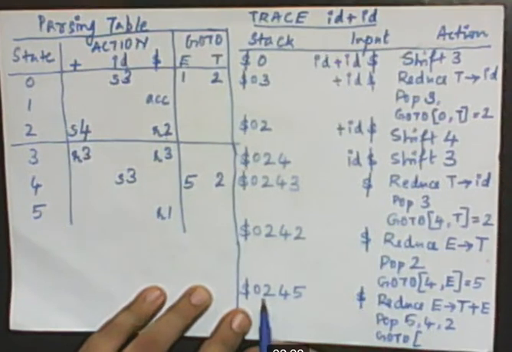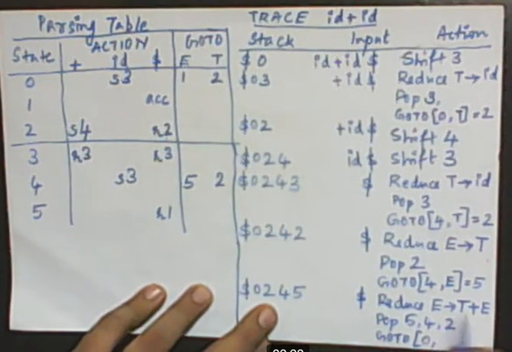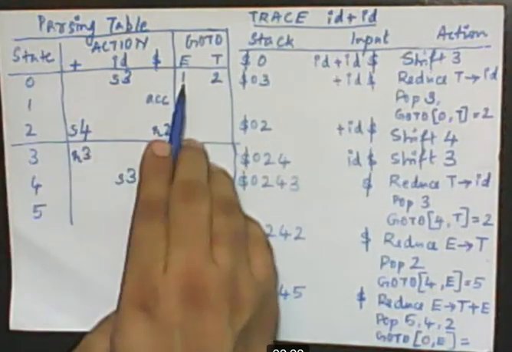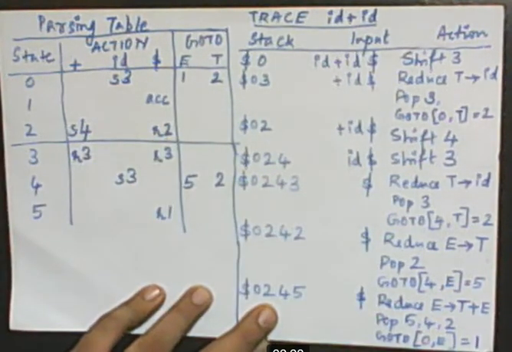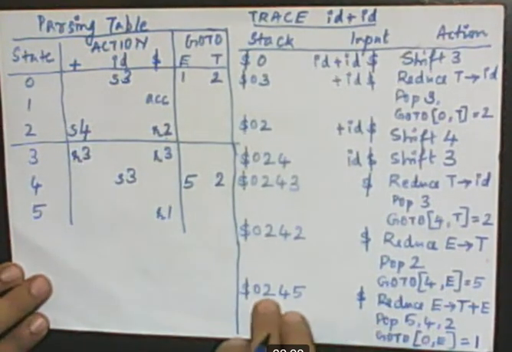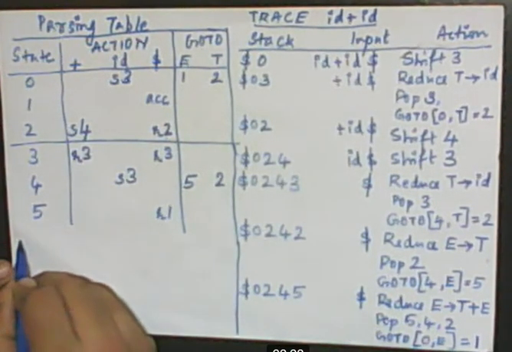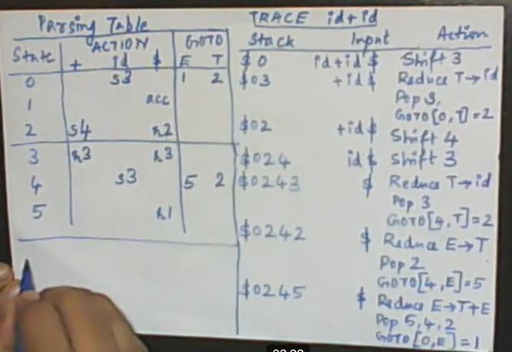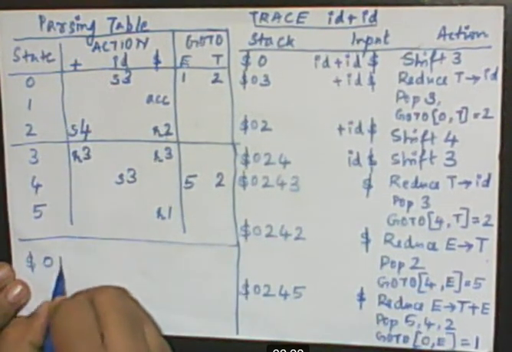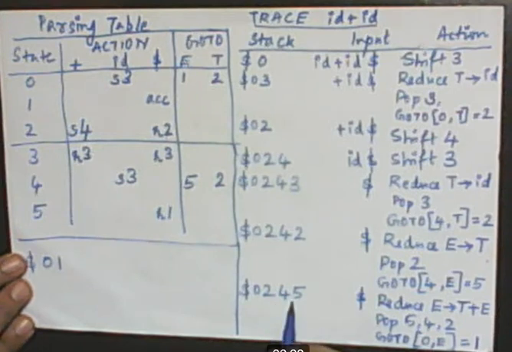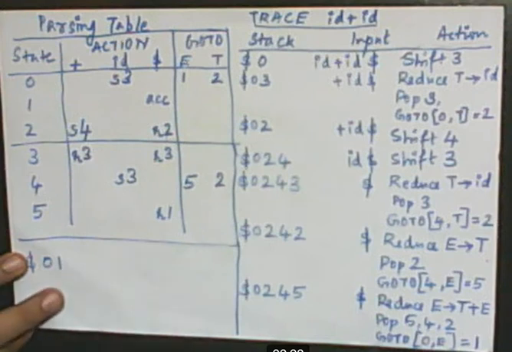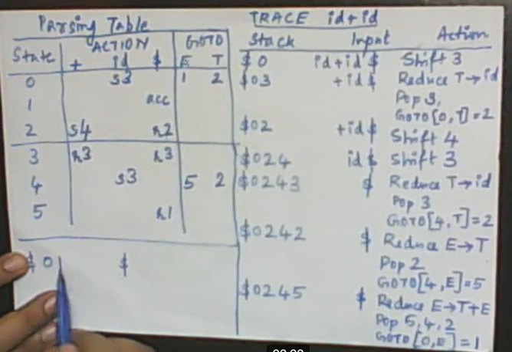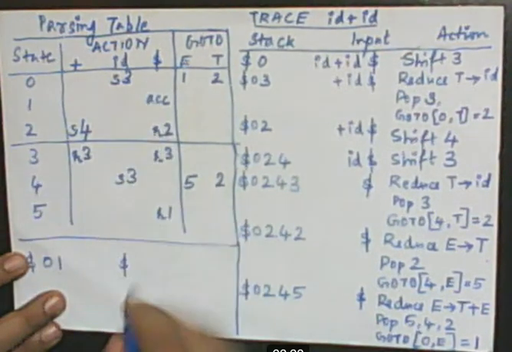After removing these 3 you have 0, so 0 comma the left hand side, that is E. 0 on E is 1. So after removing these 3 we need to push 1. I'll write it here: 0, 1. This one will be pushed. After removing 5, 4, 2, this one will be pushed. So 0, 1. And here it is dollar. So now it is 1 on dollar. 1 on dollar is accept.